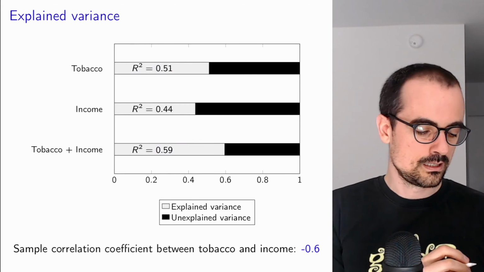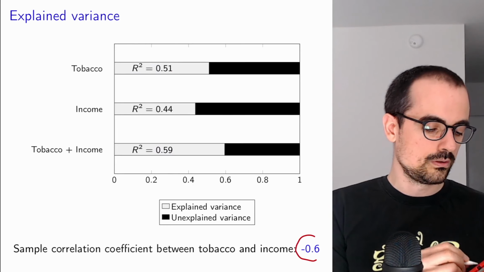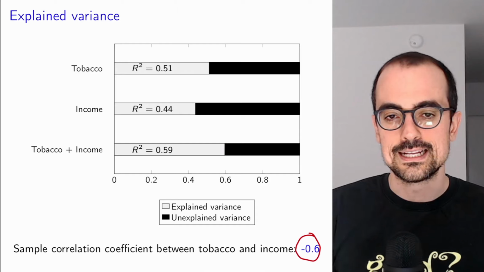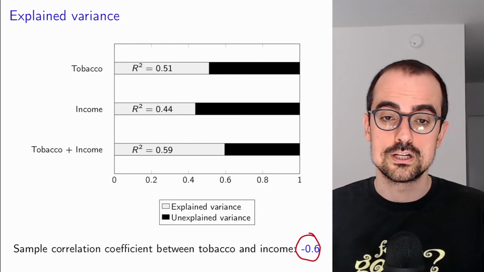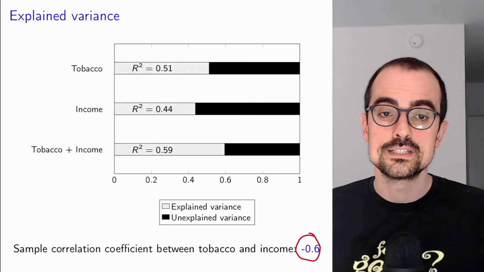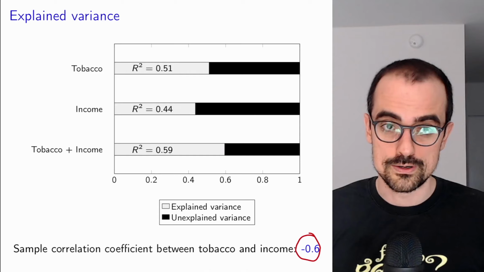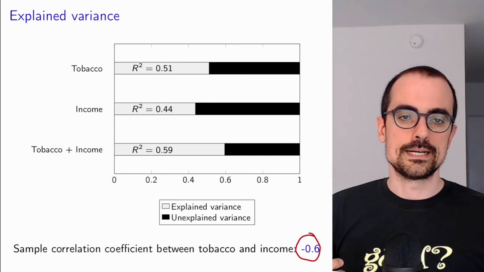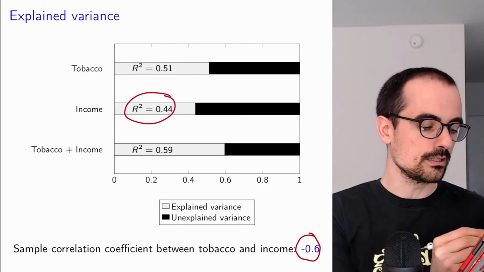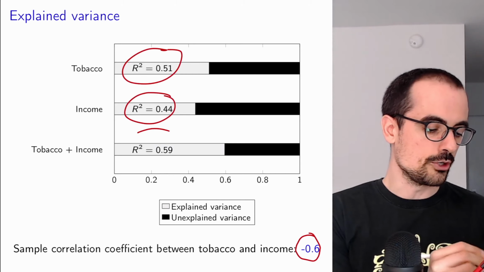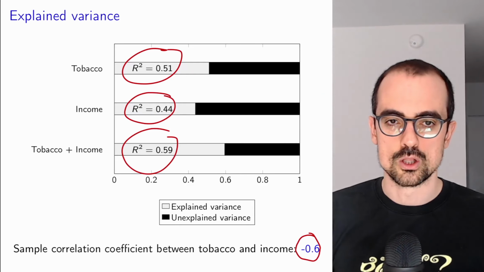As I said, tobacco or smoking and income are actually highly inversely correlated. The correlation coefficient is minus 0.6. This makes it all the more important to not just compare these two models separately, but look at what happens when you include both variables within the model.